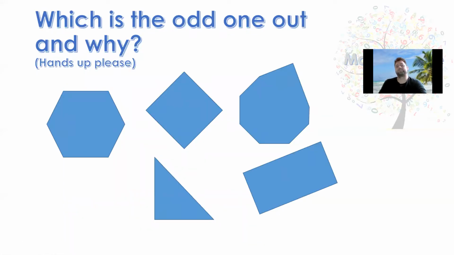Try and figure out which of these shapes is the odd one out. There may be several that you think are the odd one out. Have a look at them and think to yourself, which one is the odd one out, and give a reason for it. For example, I may say that the triangle here is the odd one out because it's the only shape that has 3 sides. Or it could be the hexagon because it's the only shape that doesn't have a right angle. So have a little think.